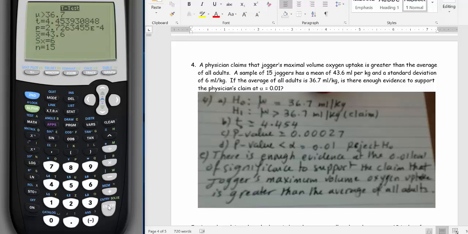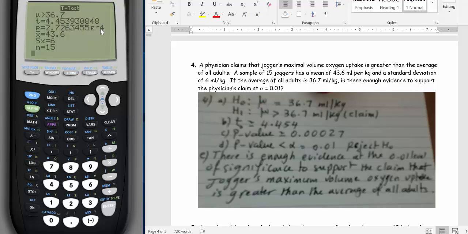You can put T0 or T. The book, I think, uses T sub 0. So 4.454 is T to 3 digits. The p-value is 0. Oh, you can see the p-value. It says 2.726 E negative 4. Please do not ignore the E negative 4.